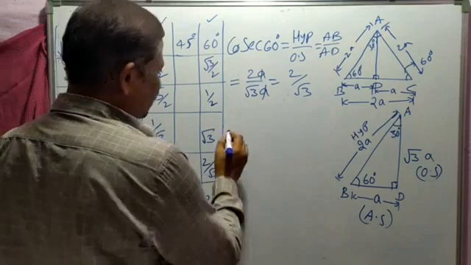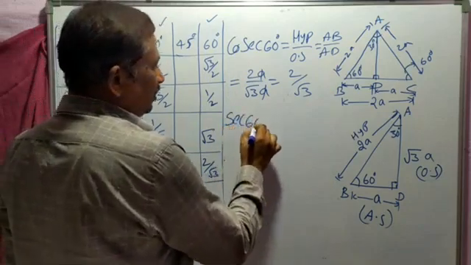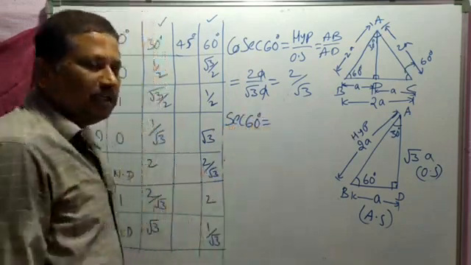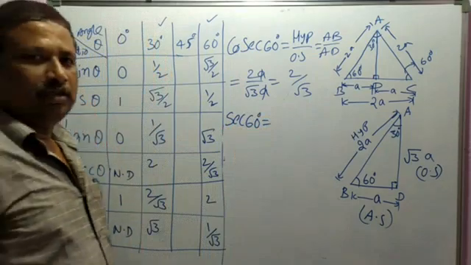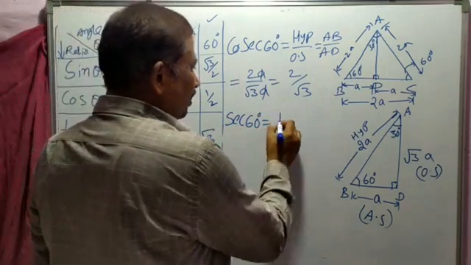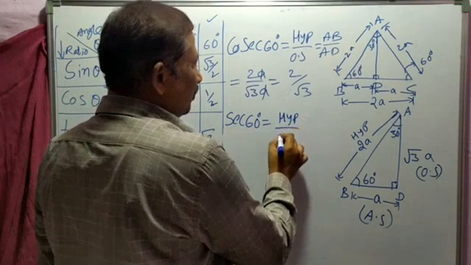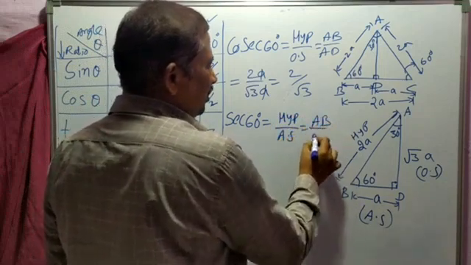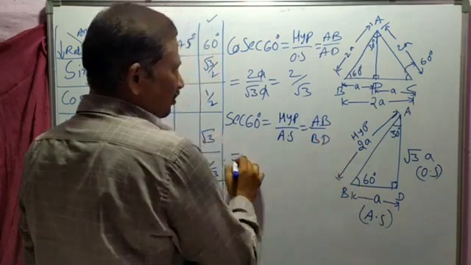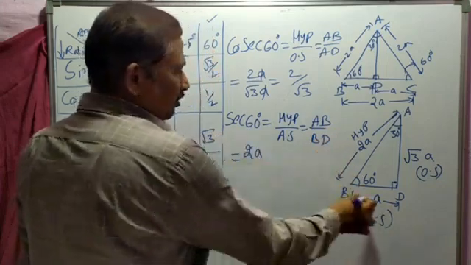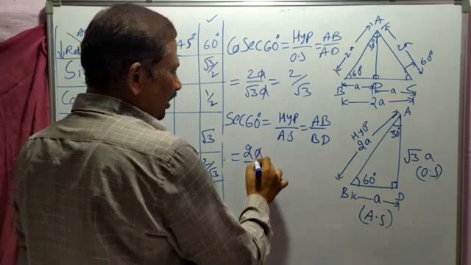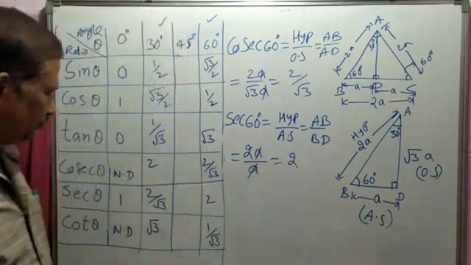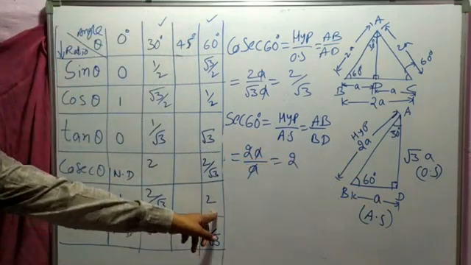So next, secant 60 degrees. Secant is the reciprocal of cos. What is the reciprocal of cos? Hypotenuse by adjacent side. Hypotenuse AB, adjacent side BD. So AB is 2A, BD is A, A gets cancelled, its value is 2. So 2, we already got.